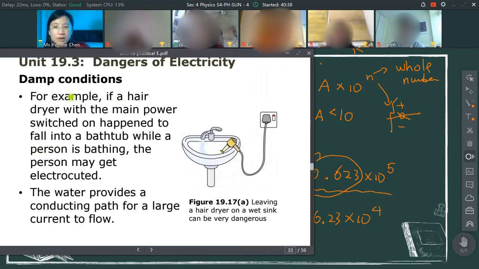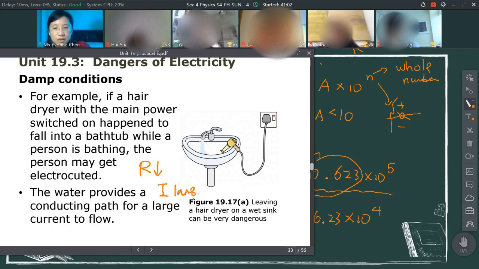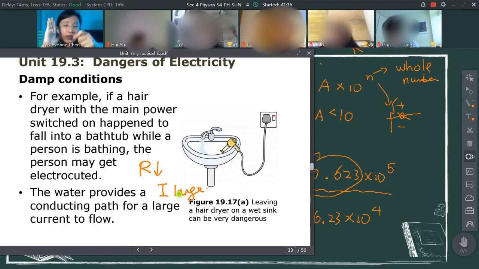Okay, so then we'll talk about the damp condition. My kids sometimes topple a water bottle near a main power switch. It's very dangerous. It's quite a scary thing. Because the water will cause the resistance to be very small, so then the current becomes large. For example, if you pour water on your hand, it will cause the resistance of our hand to be very, very small. So if you use your wet hand to touch an electrical appliance, it is going to be very dangerous because the current will be very large.